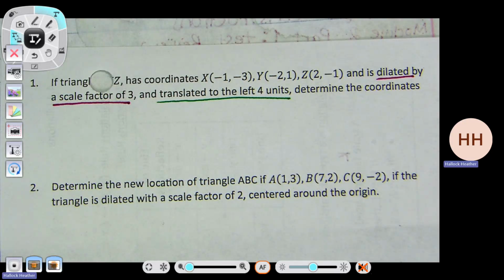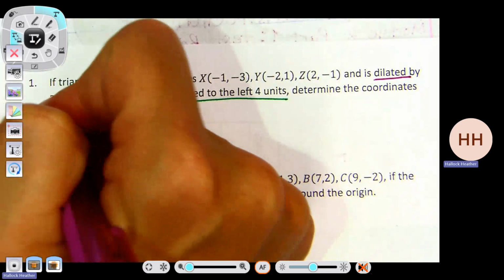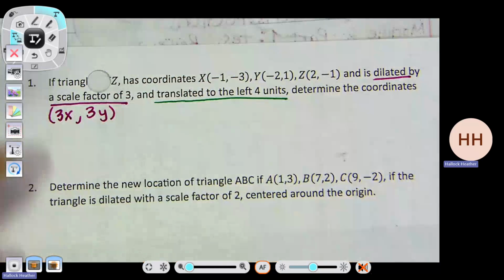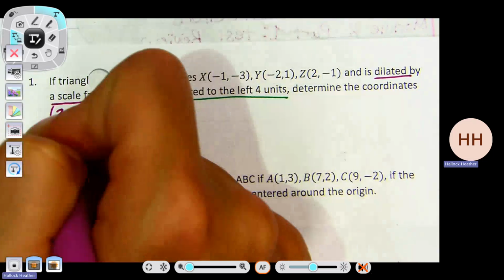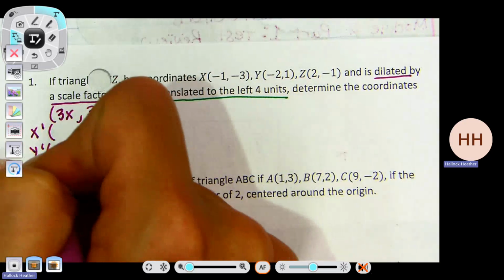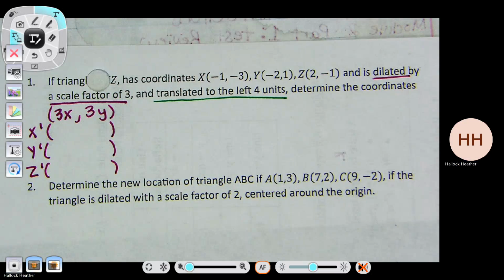So mathematically, what am I doing with those numbers? You're timesing it by 3. With the scale factor of 3, I'm taking the coordinate and multiplying the x by 3 and the y by 3. So take a second, you're going to find x prime, y prime, z prime. By multiplying by 3, your numbers are going to get bigger because it's 3 times the size. So it's getting larger. Scale factor of 3. Dilation is changing the size.